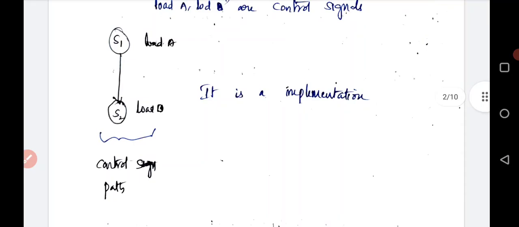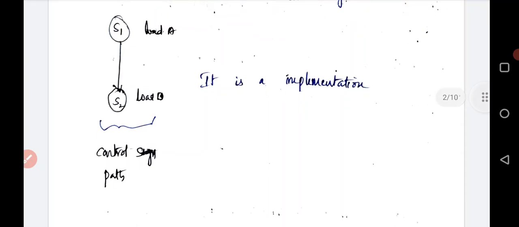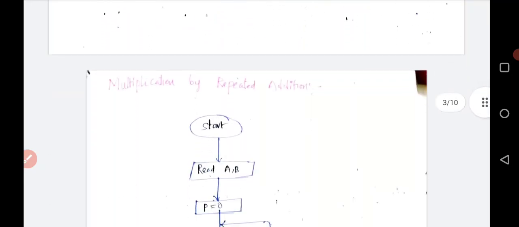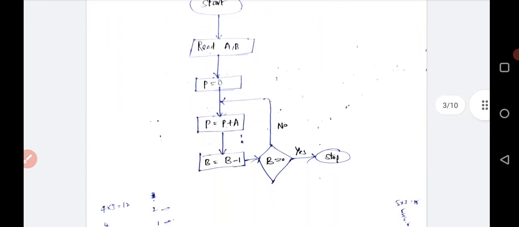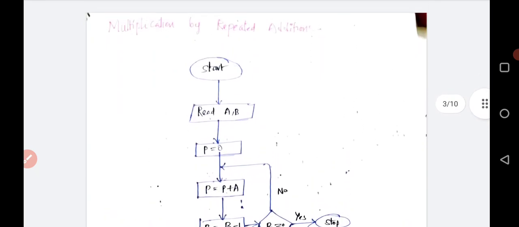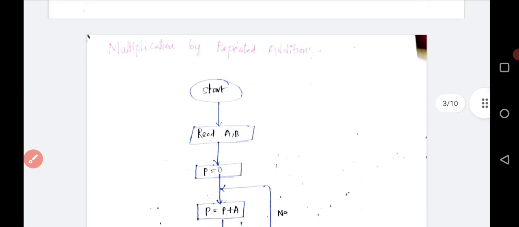So this is just a state diagram. S1 is load A, S2 is load B. Okay, so this is one topic. Next one is nothing but multiplication, right?